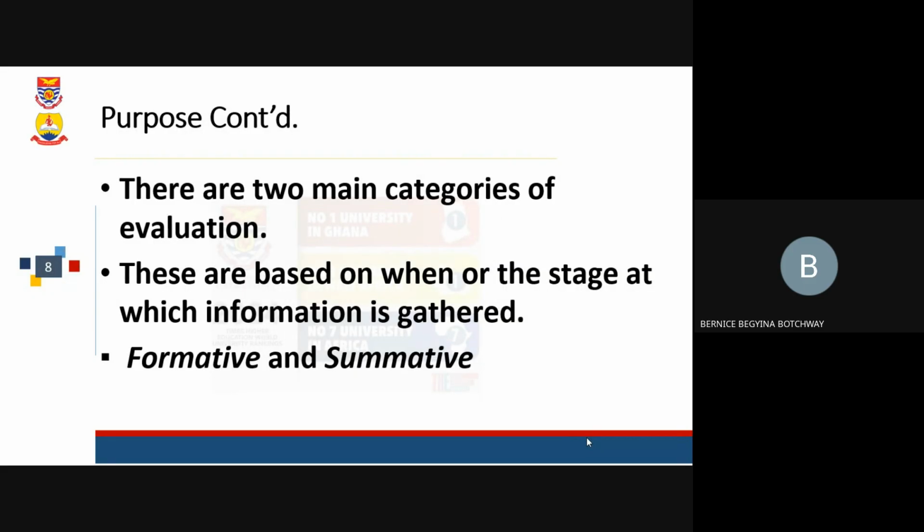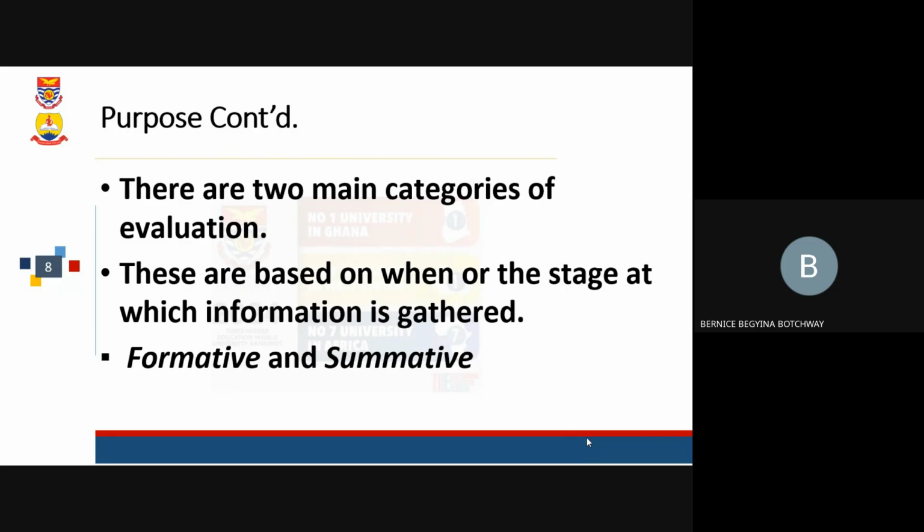So there are two main categories of curriculum evaluation. So those are the types of curriculum evaluation. We do a summative evaluation or a formative evaluation. And these are based on the stages at which information is gathered.